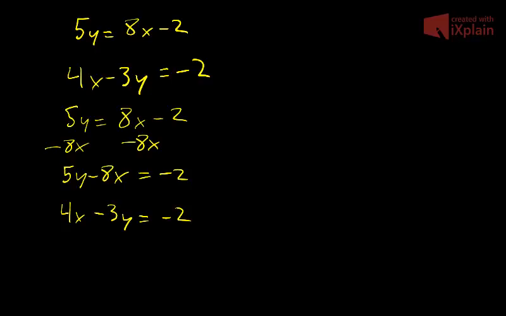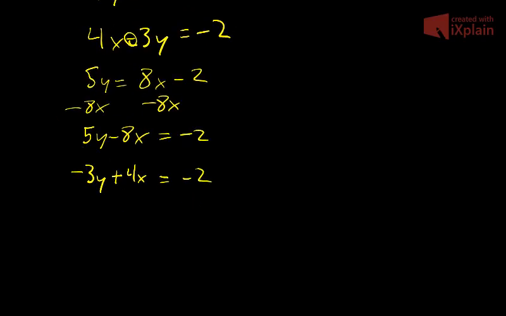My x and my y aren't quite lined up, so I'm just going to change this to say negative 3y. It's minus, so it's going to be negative. Minus up here means negative 3y plus 4x is going to equal negative 2. But these numbers aren't lining up. If I add this, it won't do anything for me. So I'm going to have to change it a little bit more with these two equations. That's where I am right now.